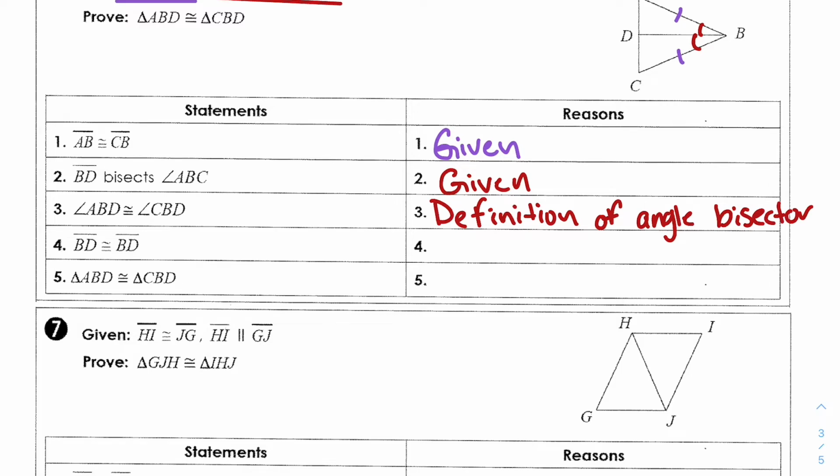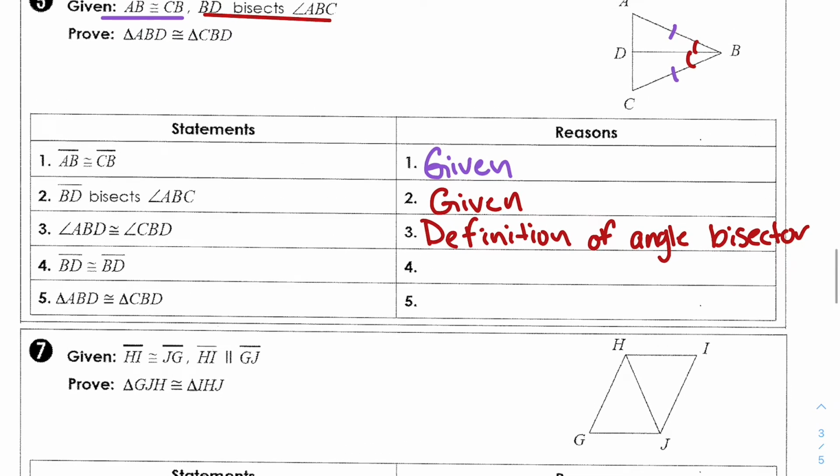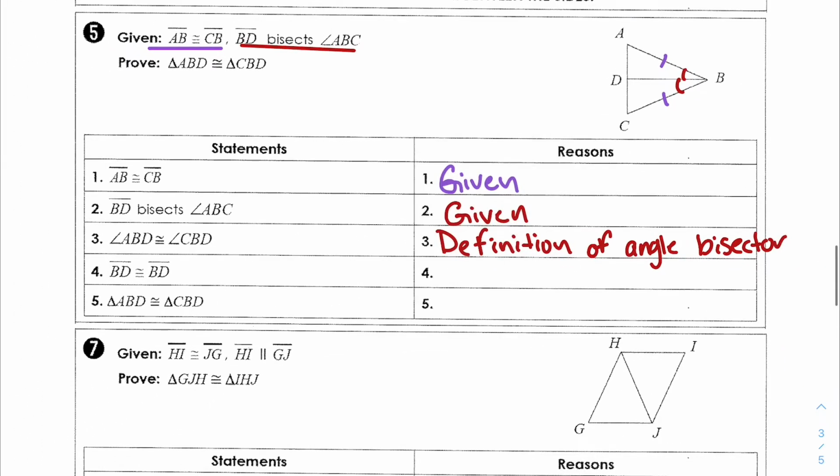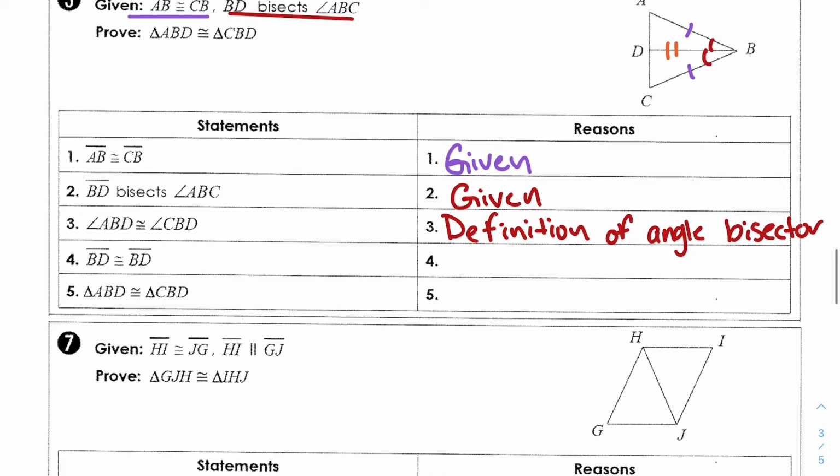Now, they give me nothing else, right? But if we look, there's two triangles, right? And don't they share one side? They share line BD. So that means that line BD is now our second congruent side. And when a side is congruent to itself, that is called the reflexive property. So again, anytime you have a side that is shared by the triangles, it's a reflexive property.